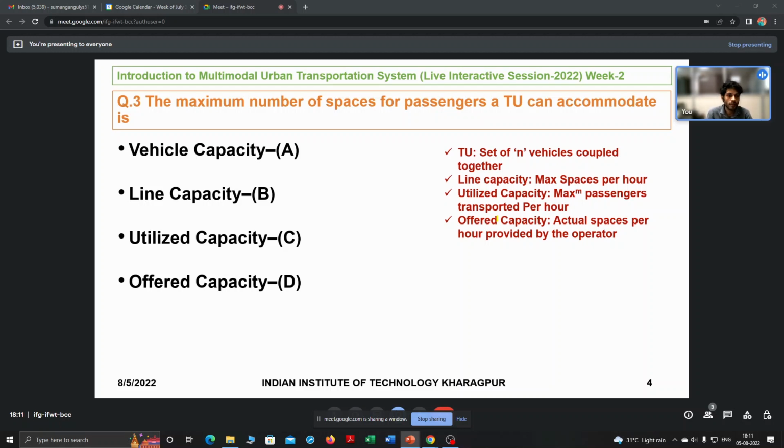So then what is the offered capacity? Suppose the operator designs that in that hour, because maybe it's a lean hour or an off-peak hour, he is offering only 3 buses per hour, but the maximum capacity is 5 buses per hour that can run along a transit line. But he is saying that I will provide 3 buses per hour based on my estimation of passenger demand, right? So that is the offered capacity, the actual space provided per hour by the operator. So here the correct answer would be vehicle capacity, right? The rest of them are calculated per hour.